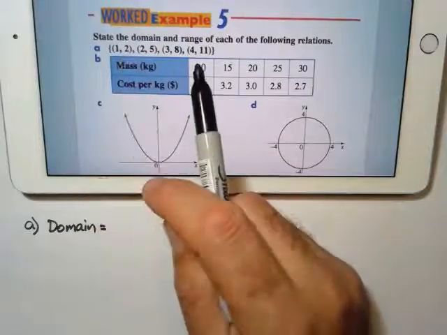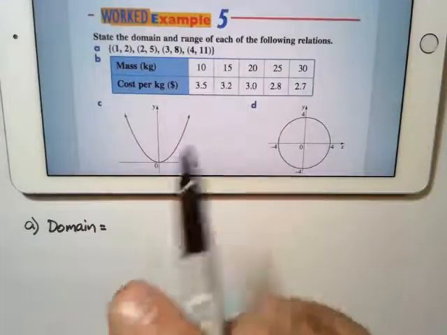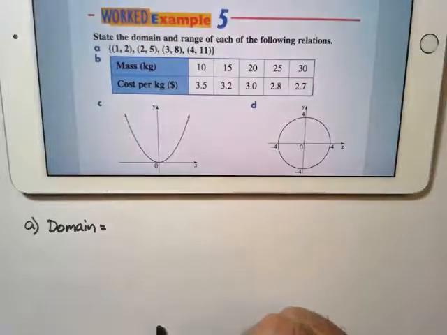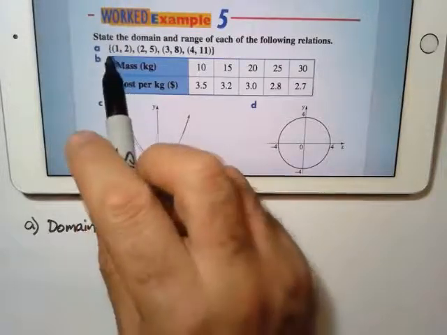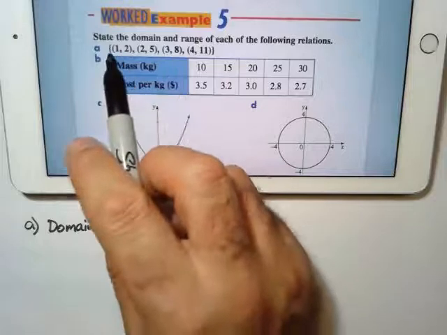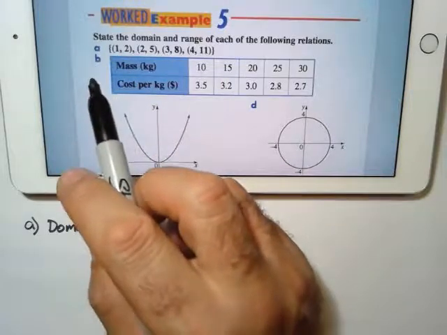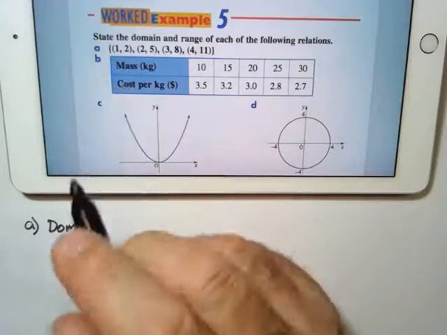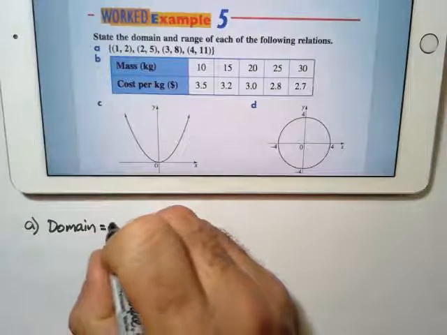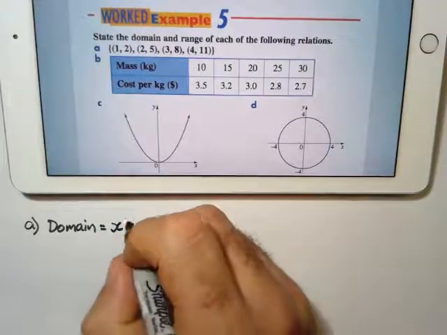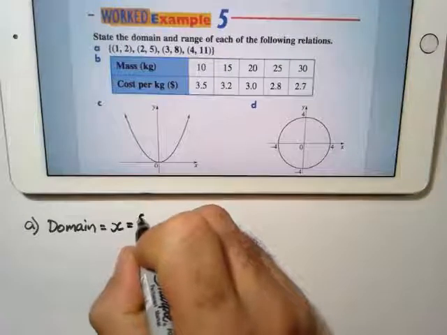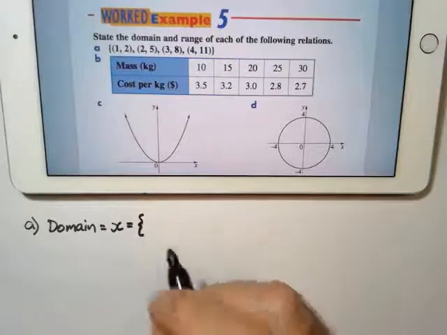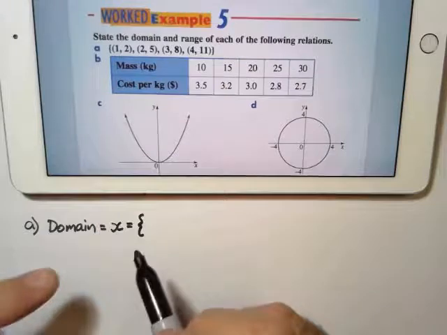State the domain and range of each of the following relations. So with A, I'm going to look at the domain, and I can see this is ordered pairs. So it's going to be elements. So domain is my x values. So I can say domain x equals, it's going to be a curly bracket. And what are my x values?